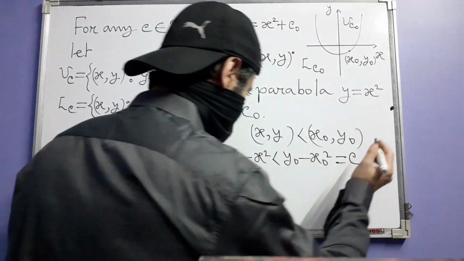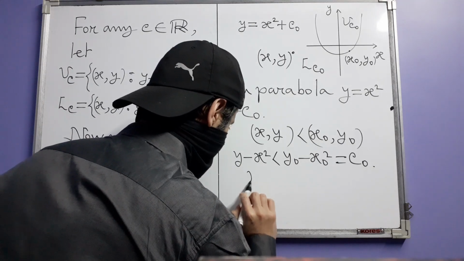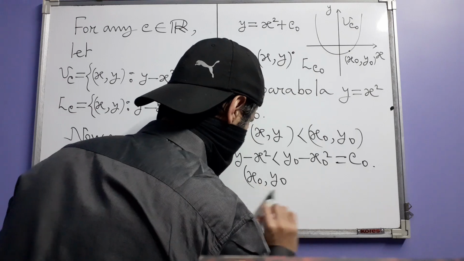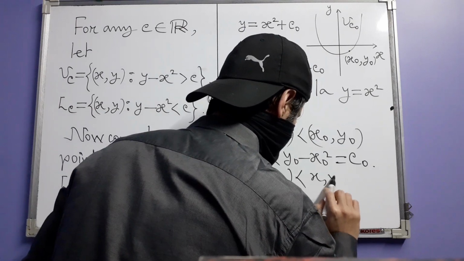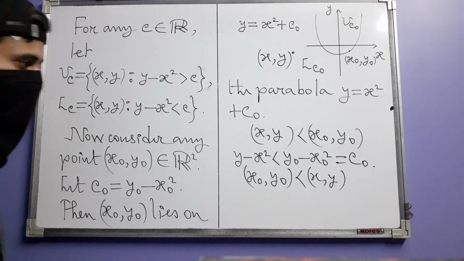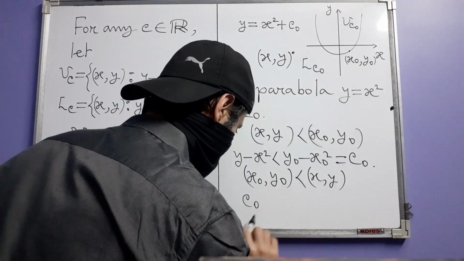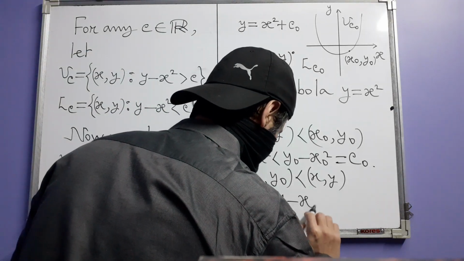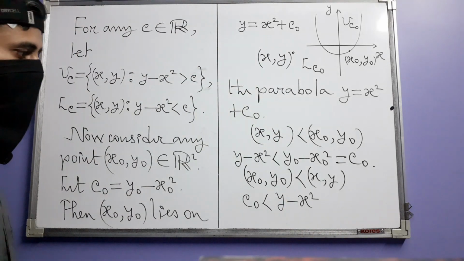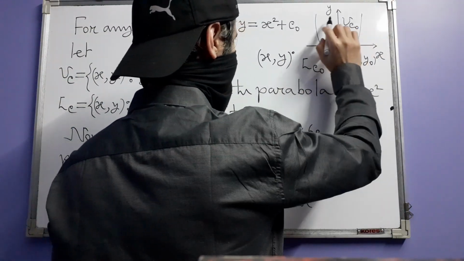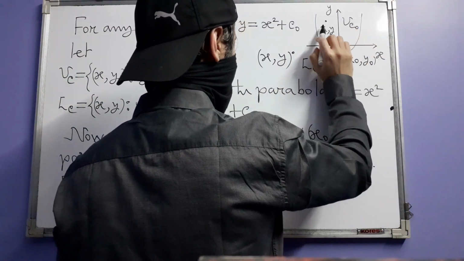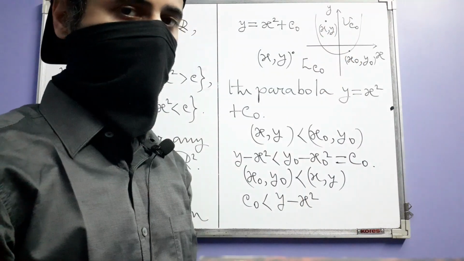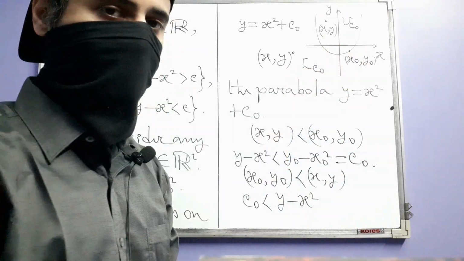Since I am showing this, what about this inequality? This will happen when y naught minus x naught square is less than y minus x square. This condition is satisfied by the points that lie in UC naught. So all the points that lie within the cap of the parabola are greater than (x naught, y naught).